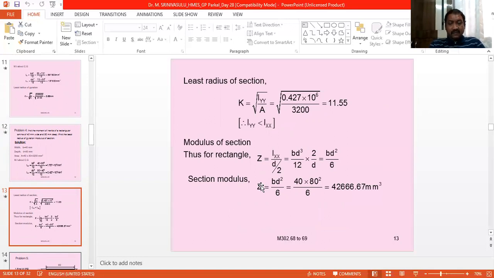So d by 2. So the Z is equal to Ix by d by 2. So it becomes bd cubed by 12 into 2 by d. If we simplify it, it is equal to bd square by 6. So that is called the modulus of section Z. So the modulus of section Z is equal to bd square by 6. So b means 40, d means 80. So 40 into 80 square by 6, it is equal to 42,666.67 cubic millimeters.